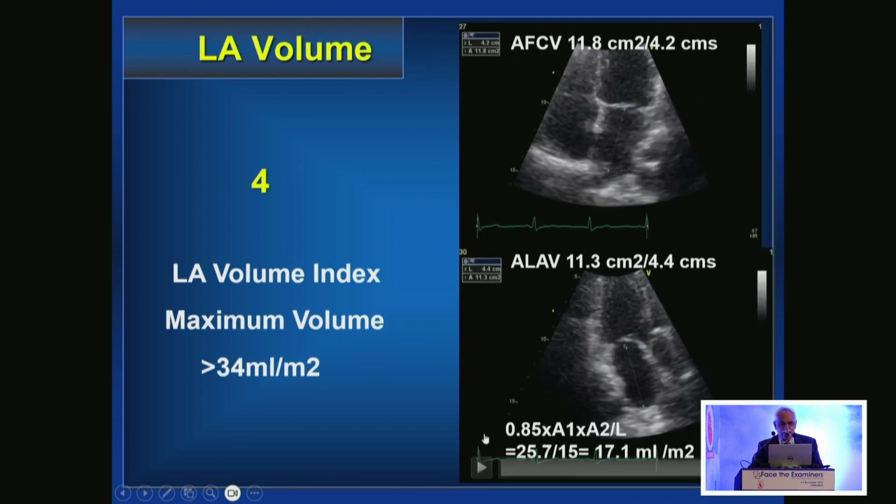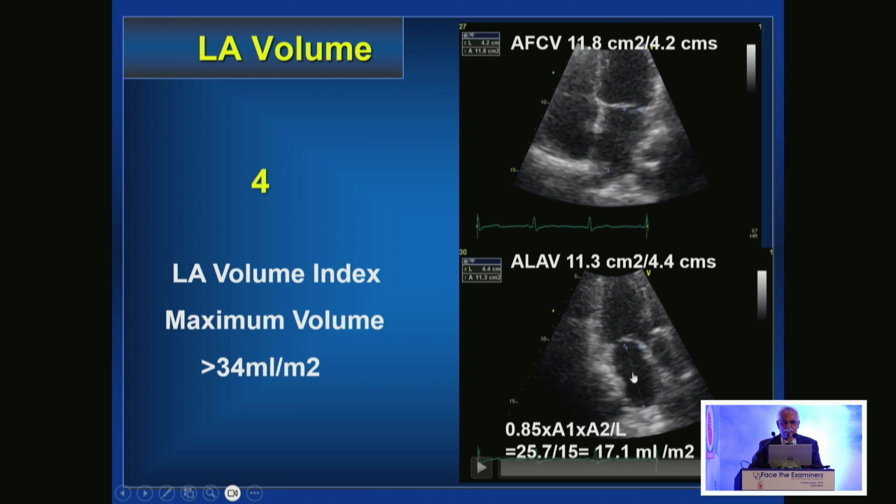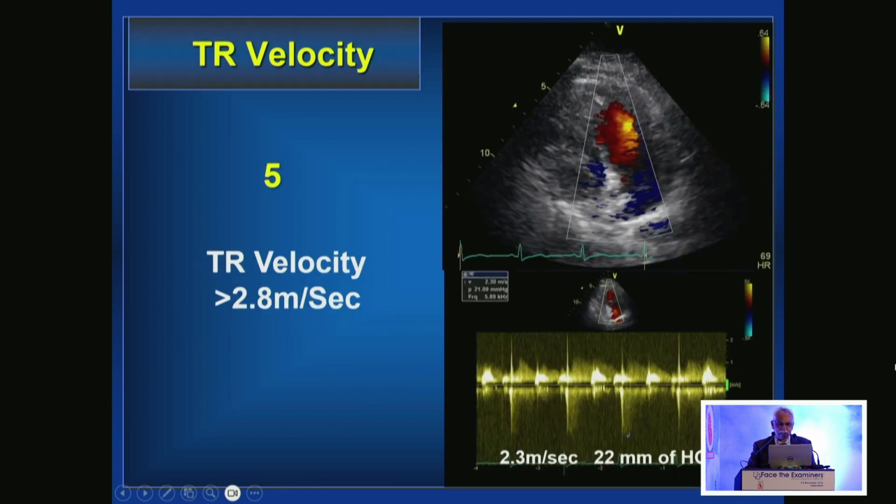The fourth index is the volume, left atrial volume. This can be obtained from the apical four-chamber view and the apical long axis view, or you can use the apical two-chamber view also. This is by using the area length method, measuring the area of the left atrium and the long axis diameter. We can use even the Simpson method, or if you have three-dimensional echocardiography equipment, you can use it for the measurement of left atrial volume.